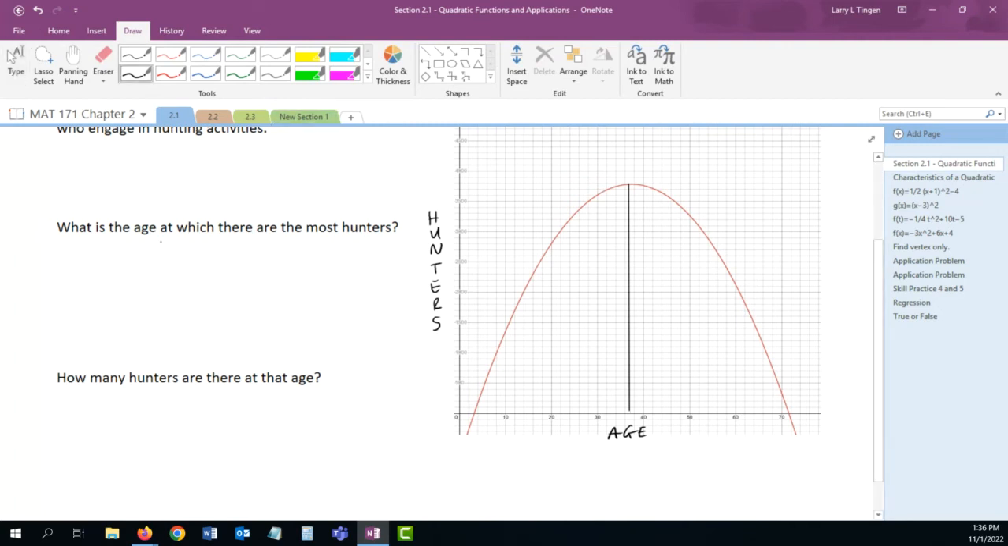All right, so what age does it happen? 37 years or 38 years? Okay. How many hunters are there at that age? Well, if I come up here to my vertex and I shoot across, where am I at?